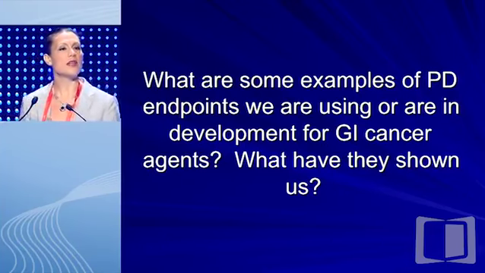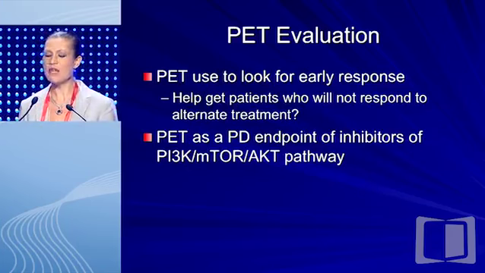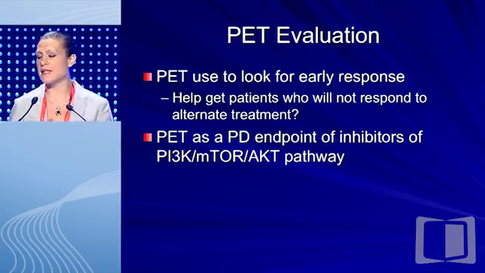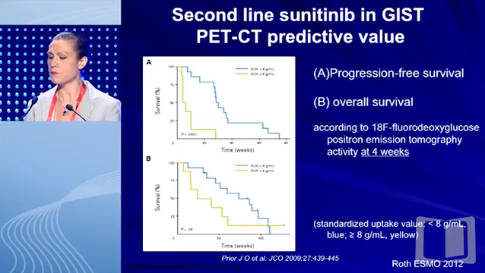So what are we doing now within GI cancers for some of the pharmacodynamic endpoints? Well, first of all, we've seen some data with PET. We're using PET now to look at patients who have early response and those who do not have early response. So can we change their treatment faster? We're also using PET as a PD marker that we're hitting the Pi3 kinase pathway, a very hot target within multiple different tumor types. So this is some of the data with GIST.